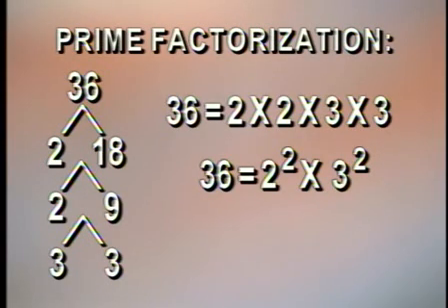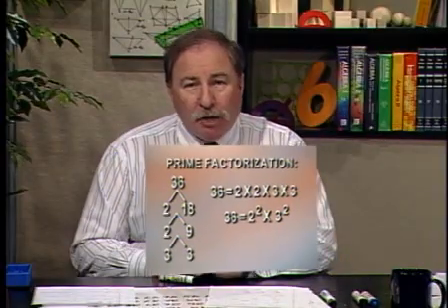Now, this is the only possible product of primes. Product is a multiplication answer, and we know what a prime number is. There is no other way to get 36 through multiplying primes than 2 times 2 times 3 times 3. It is unique. And in fact, it was discovered that every single composite number has a unique product of primes.